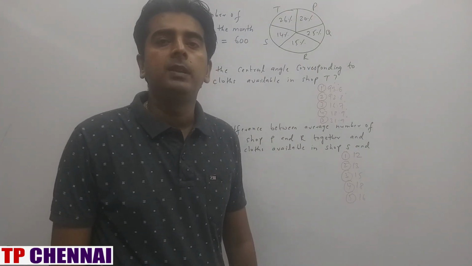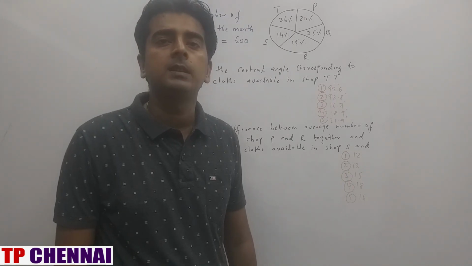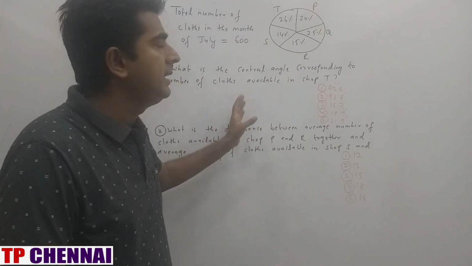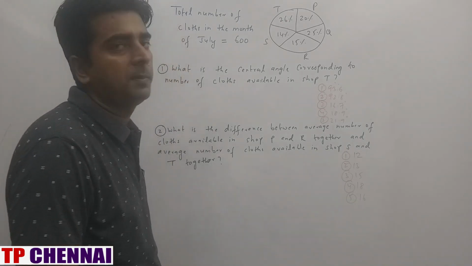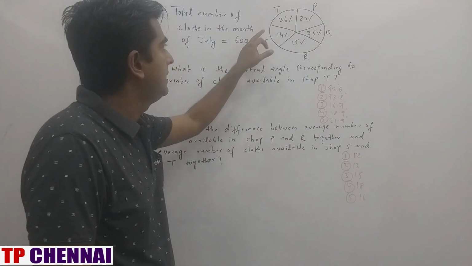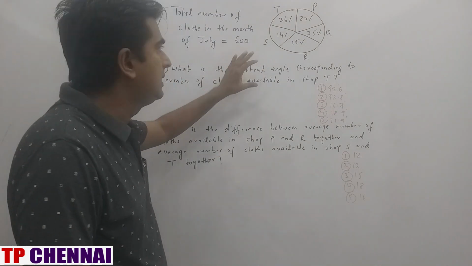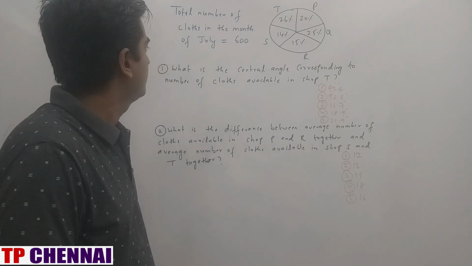In this video, we will see one set of DI which is purely based upon SBI Clerical Prelims examination, and then we will see 10 arithmetic questions. This particular DI is based upon a pie chart where you have different shops P, Q, R, S, T, and the total number of clothes in these shops is 600, which is in the month of July. So based upon that, they have asked questions here.